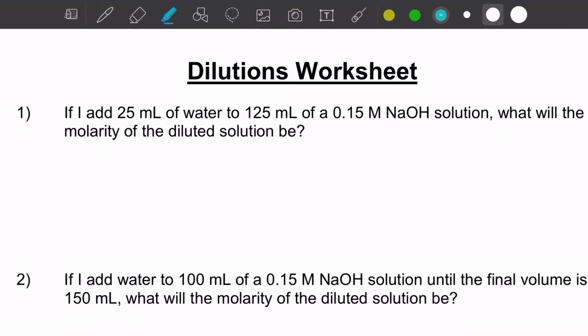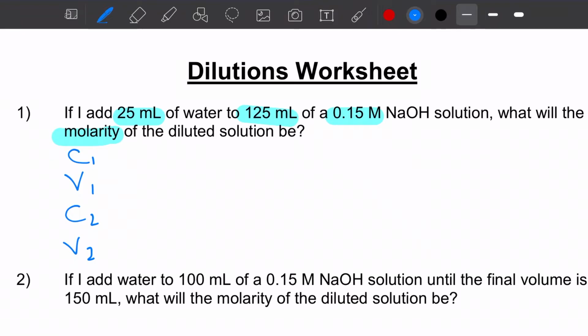So if we look at question number 1, if I add 25 mils of water to 125 mils of a 0.15 molar solution, what will the molarity of the diluted solution be? So those are the four main things that we need to keep our eye out for. Along the side over here, we're going to do our C1, V1, C2, V2, and we are going to fill that in. This is just writing down the information we have in a very clear and easy way to see.